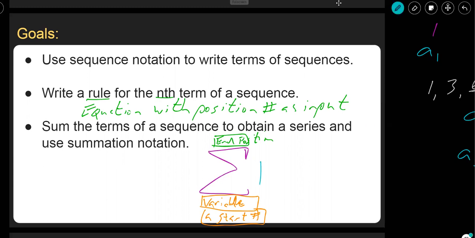And then on the right, we actually have the meat of the summation notation, which has the rule, which again is just the equation that we're going to be plugging these values into repeatedly.